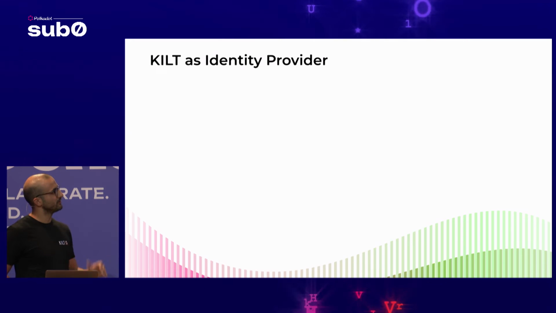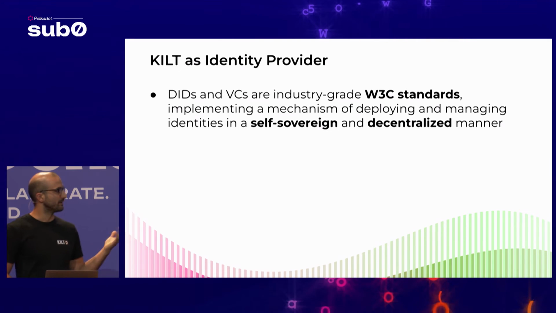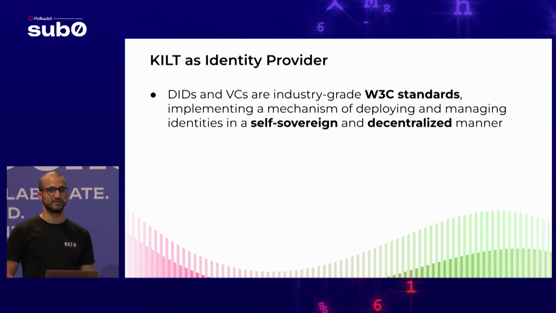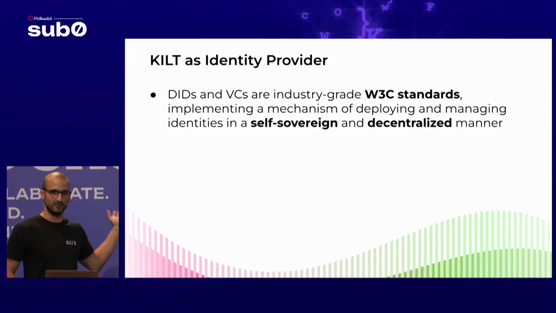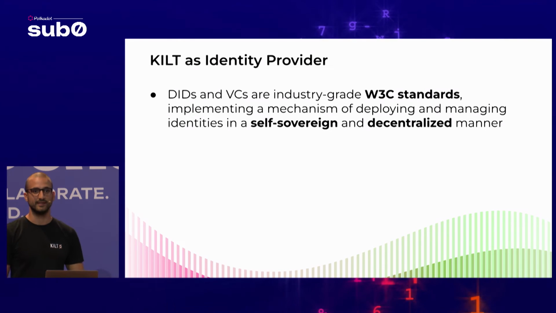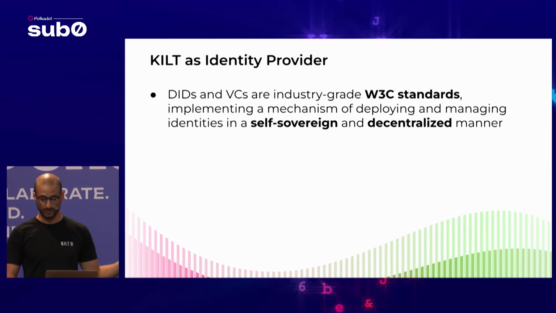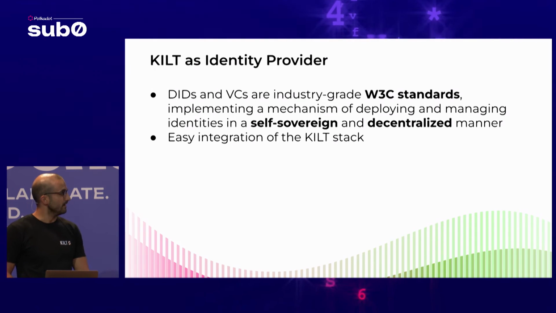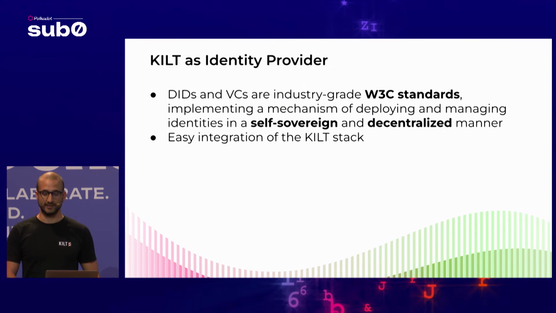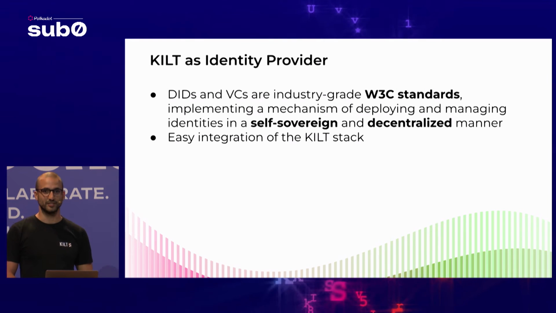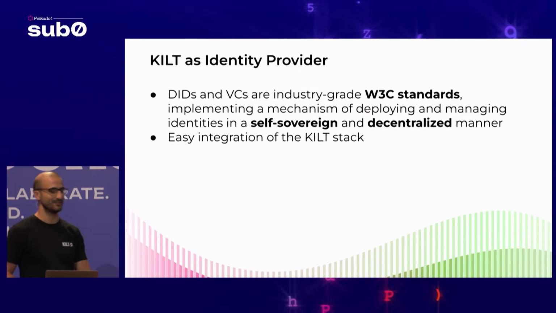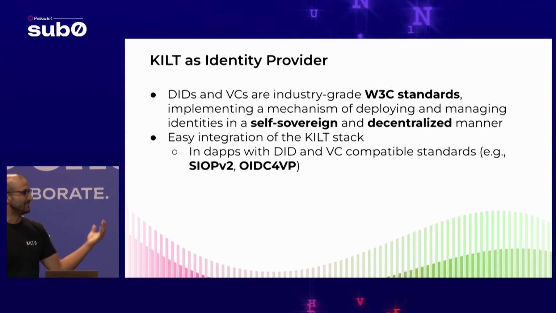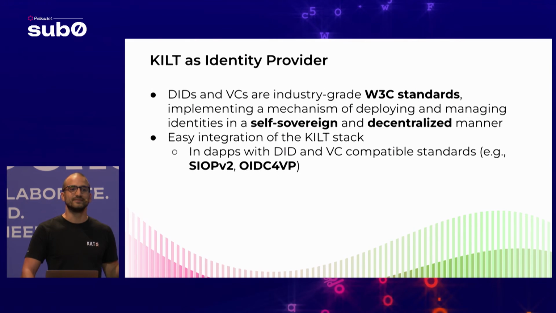So why would a project choose KILT as an identity provider? Because we do DIDs and VCs. They are W3C standards, and they are the same across all the world. All the different projects that do identity mostly do the things that we also do. It's pretty easy to integrate the KILT stack. Well, you can challenge me on that if you try. We can talk later.